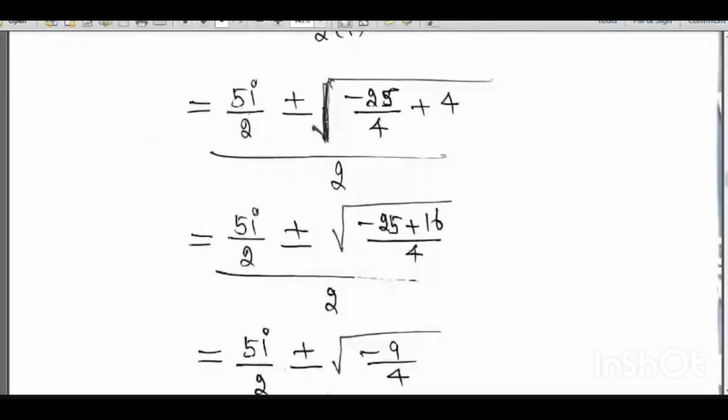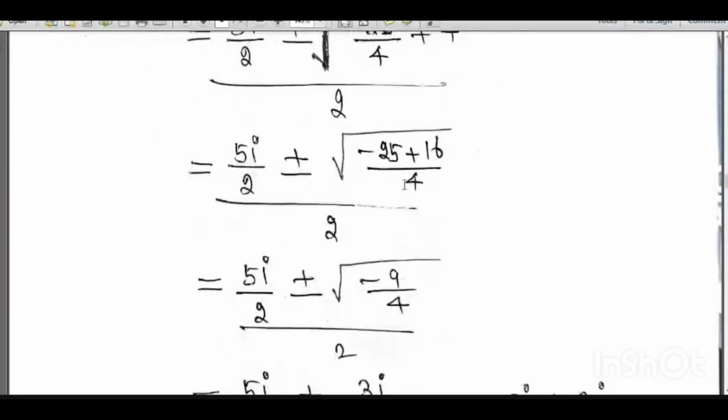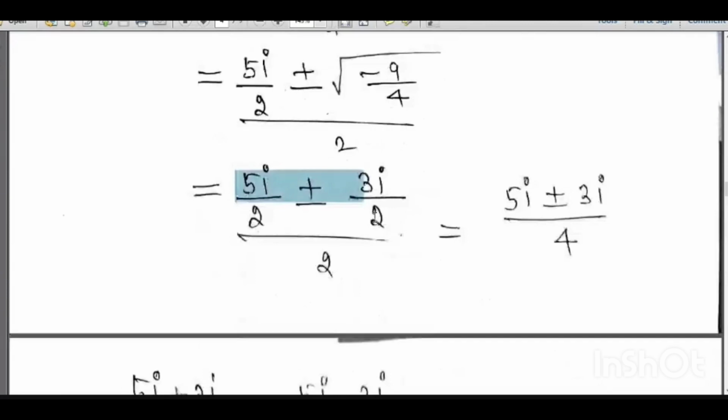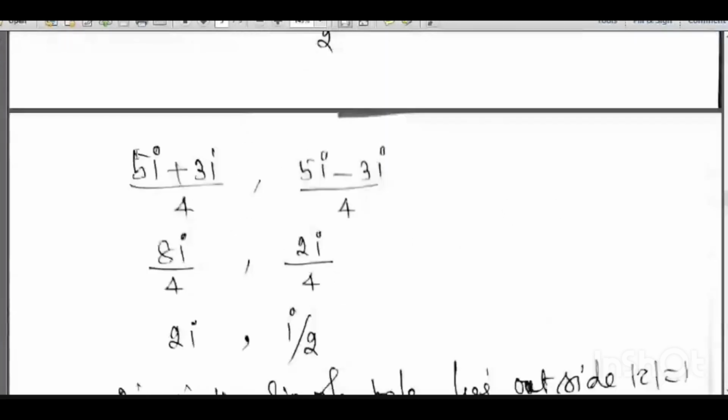We are taking the LCM. 5y divided by 2 plus or minus the square root of minus 25 plus 16 divided by 4, whole divided by 2. So 5y divided by 2 plus or minus the square root of minus 9 by 4, whole divided by 2. Therefore, 5y plus or minus 3i divided by 4. So 5y plus 3i divided by 4, and 5y minus 3i divided by 4. So 8i by 4, which is 2i, and 2i divided by 4, which is i by 2.